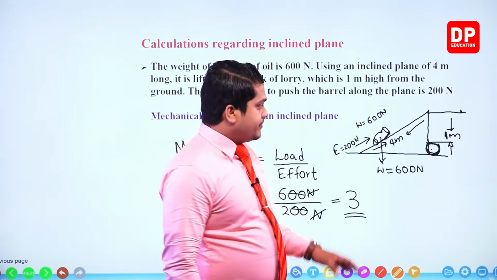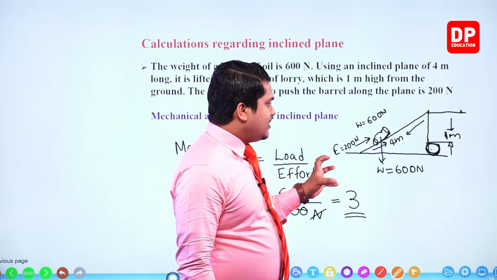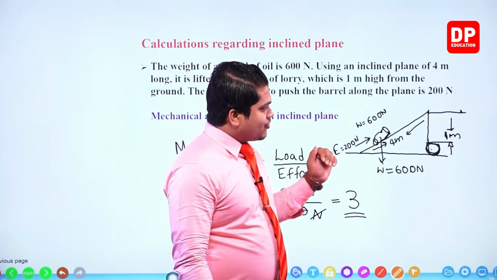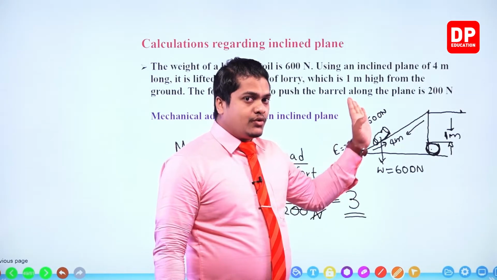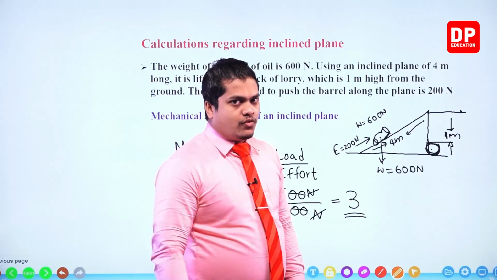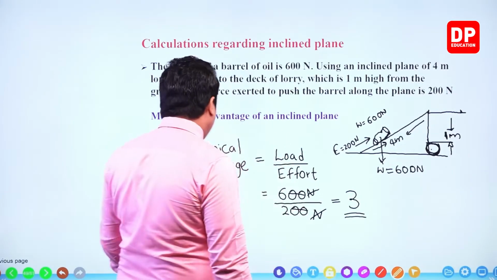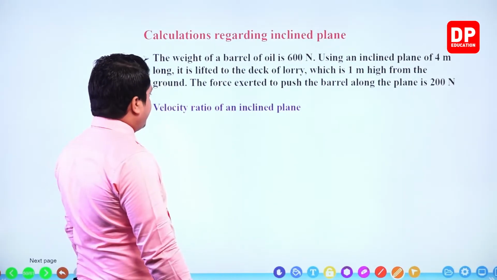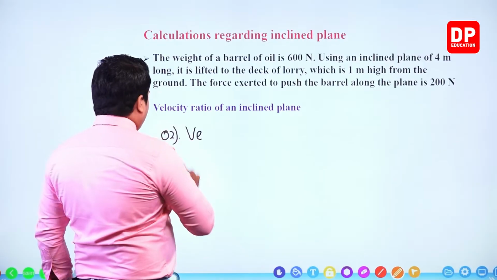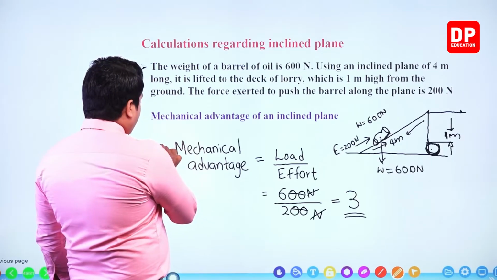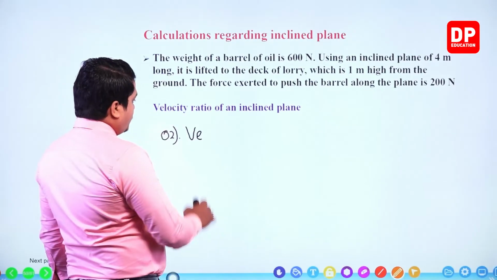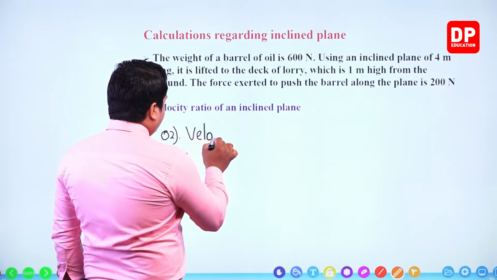So, my dear children, the distance traveled by the effort divided by the distance traveled by the load is equal to 4 meters over 1 meter, which is equal to 4. So let's do the calculation here. Velocity ratio, number 2. The previous one was number 1. I'll mark it as number 1 here. The same question, okay? So velocity ratio.